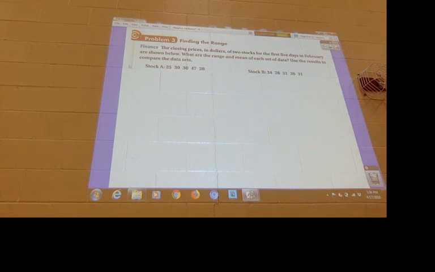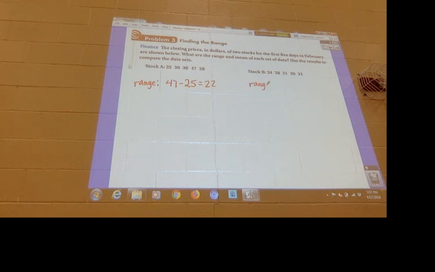Problem three. The closing price in dollars of two stocks for the first 5 days in February are shown below. What are the range and mean of each set of data? Use the results to compare the data sets. All right, so stock A, I have to find the range. Range is the difference between the greatest and the least. What is my greatest? 47 minus my least, 25. Subtract that and I get 22.